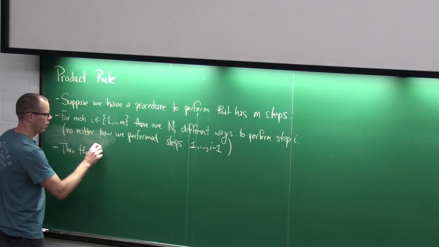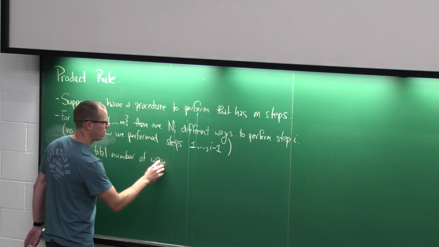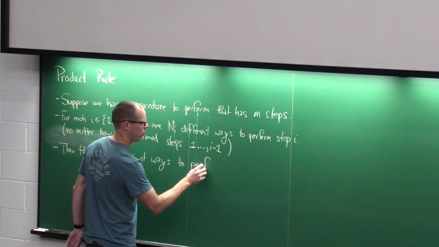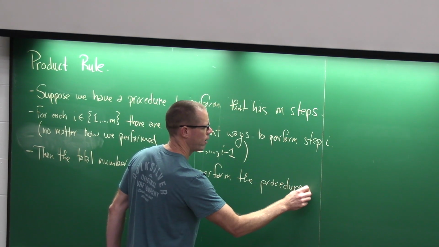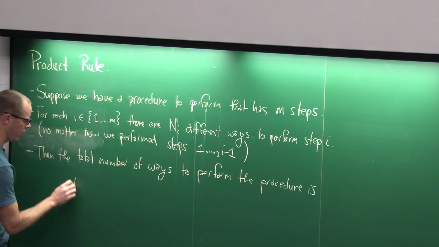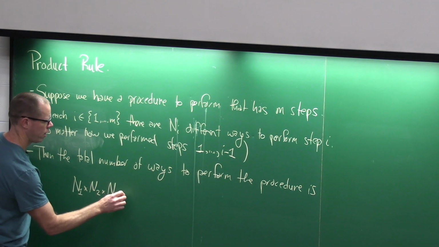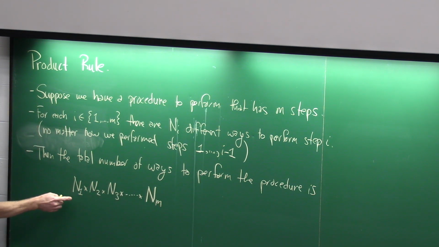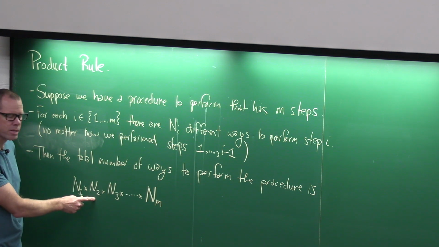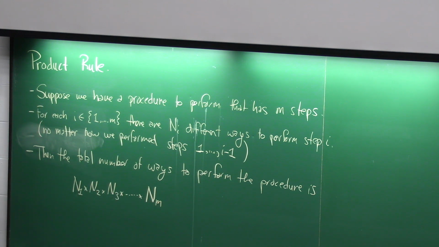Then the total number of ways to perform the procedure is n1 times n2 times n3 all the way up to nm. So the number of ways of doing the first step times the number of ways of doing the second step times the number of ways of doing the third step, all the way up to the number of ways of doing the last step. Okay? So that's the statement of this thing.